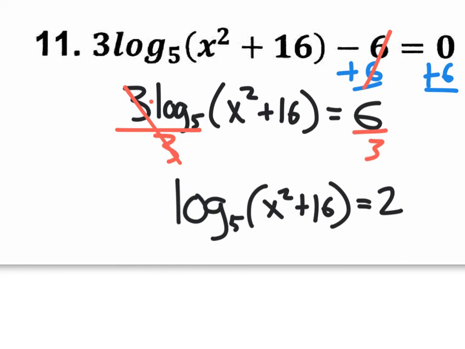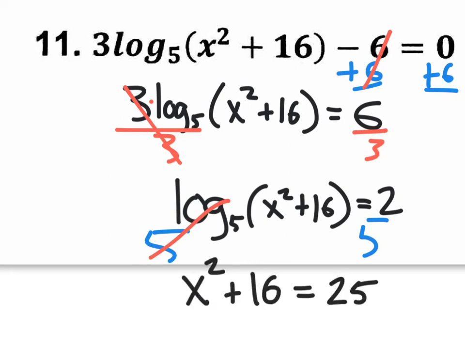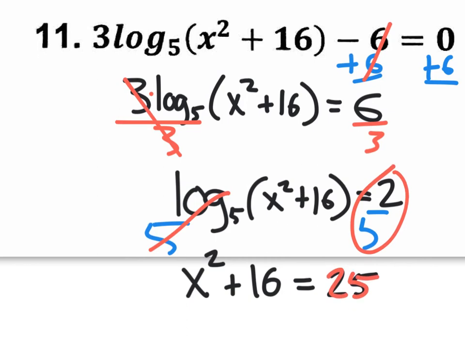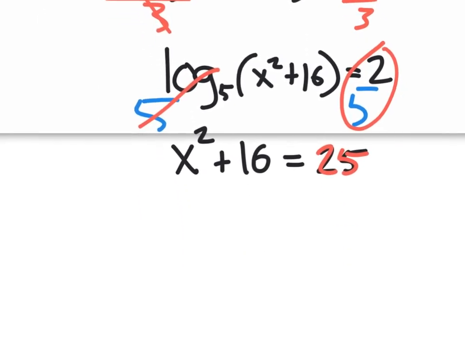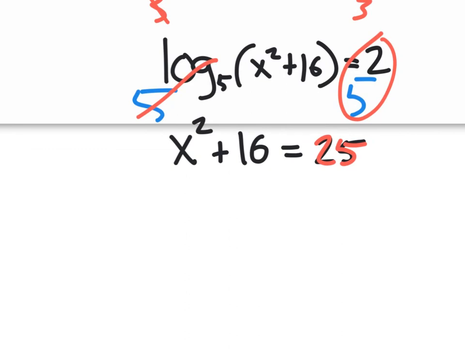Now, to get rid of that log base 5, you raise both sides to become powers of base 5, right there and right there. So this does cancel out. We have a new equation that says x squared plus 16 equals 5 squared. But we all know that 5 squared is 25, so I'm just going to write it as 25 instead of 5 squared. So we have this new equation. It's a quadratic equation. x squared plus 16 equals 25. Notice that there is no x, so I'm not going to set it equal to 0.